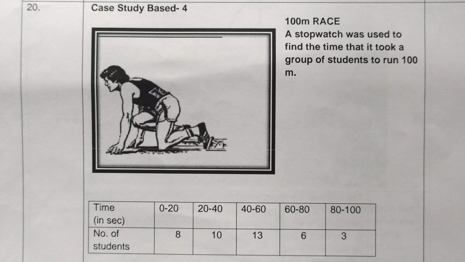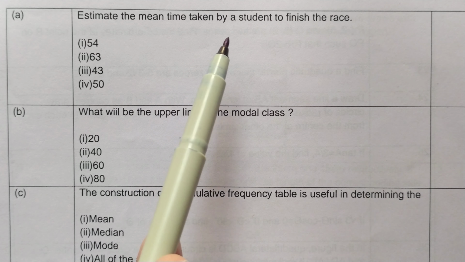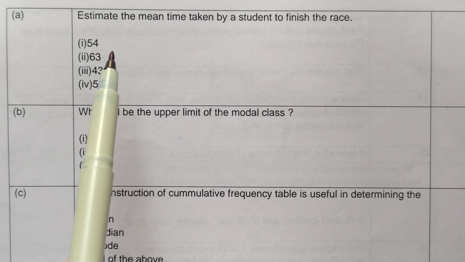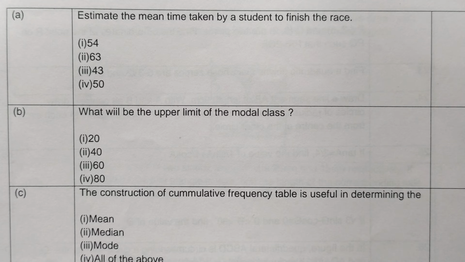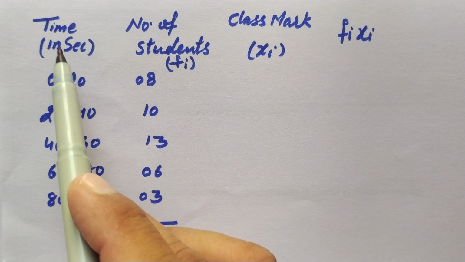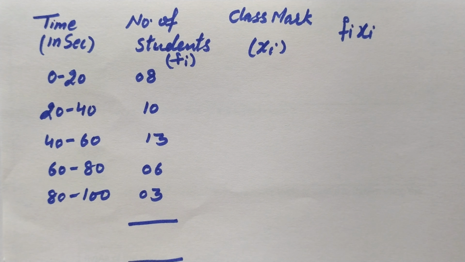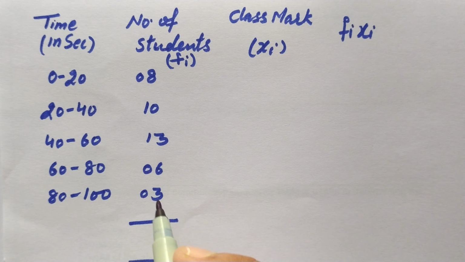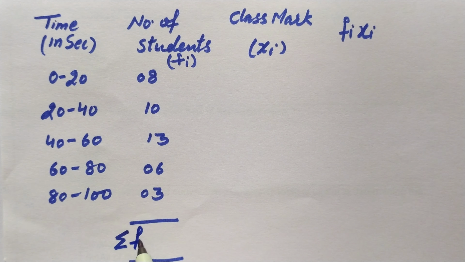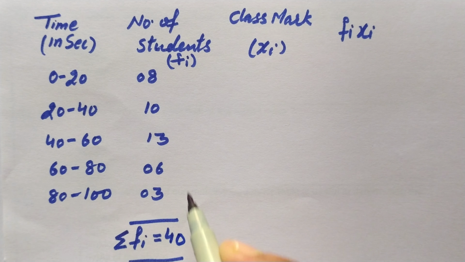So the first question is, estimate the mean time taken by students to finish the race. Okay, so for finding the mean, we have to draw this table, and here time in seconds and number of students. So total number of students here is 40. Here you can write this is Fi, the frequency. So this is sigma Fi. Sigma means summation of Fi. So the frequency summation is 40 that we have calculated earlier.